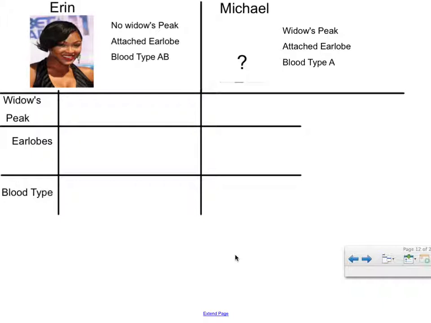For Michael, he has a widow's peak. Dominant dominant, or dominant recessive. His earlobes are also attached. Recessive, recessive. His blood type is A. Take a moment and figure out the possibilities of their offspring on the back. Kim, I should hear you communicating as well and not waiting for the answer.